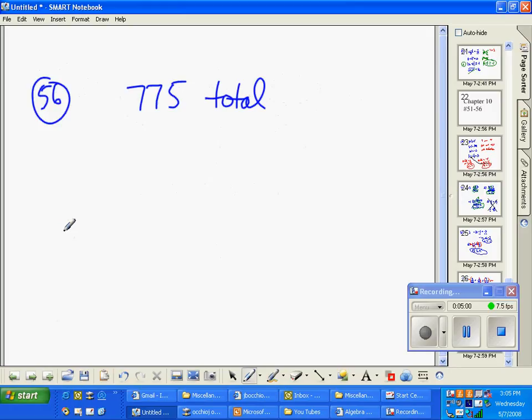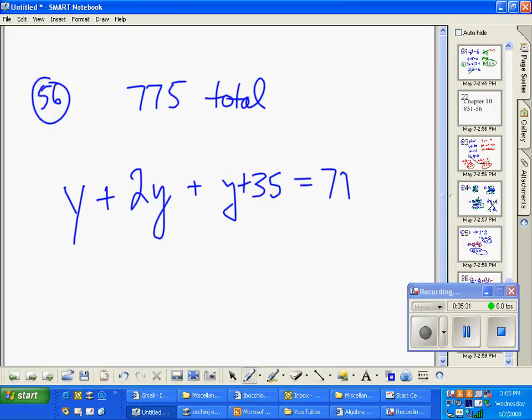56. Mr. Nguyen has decided to divide $775 among his 3 daughters if the oldest gets twice as much as the youngest. And the middle gets 35 more than the youngest. So we've got our youngest is y. The oldest gets twice as much as the youngest. That's 2y. And the middle gets 35 more. That's y plus 35. And that has to equal 775.